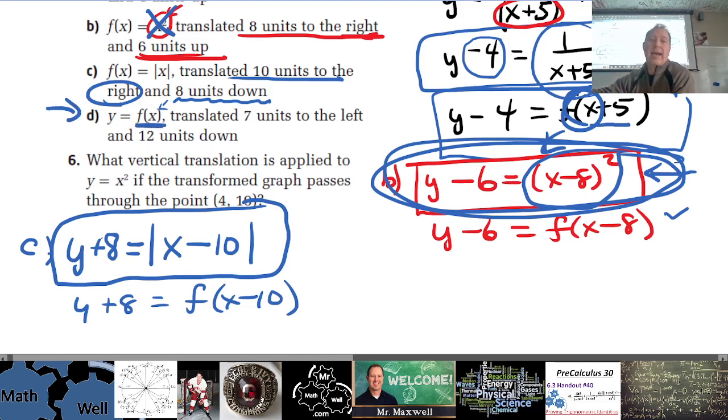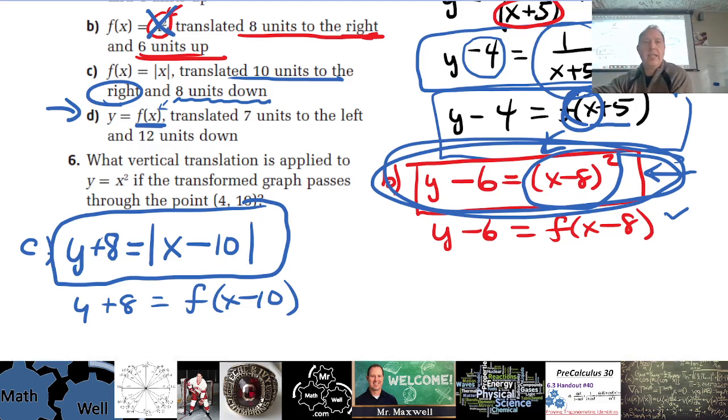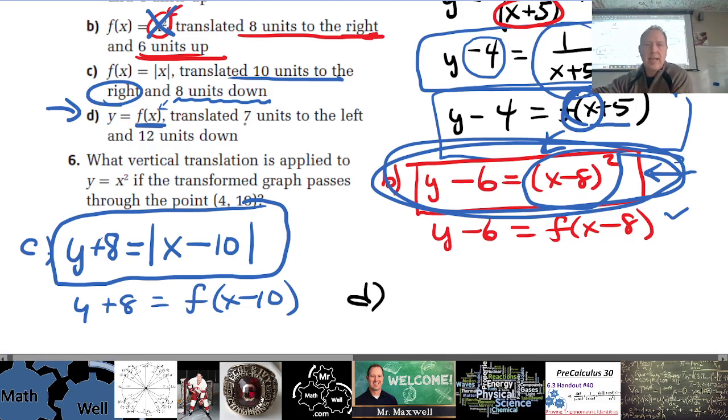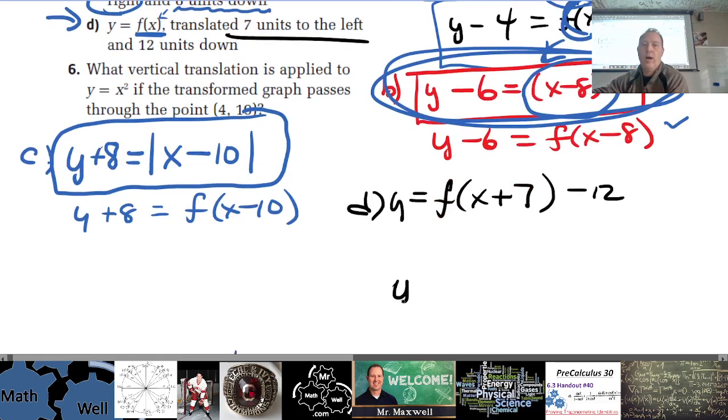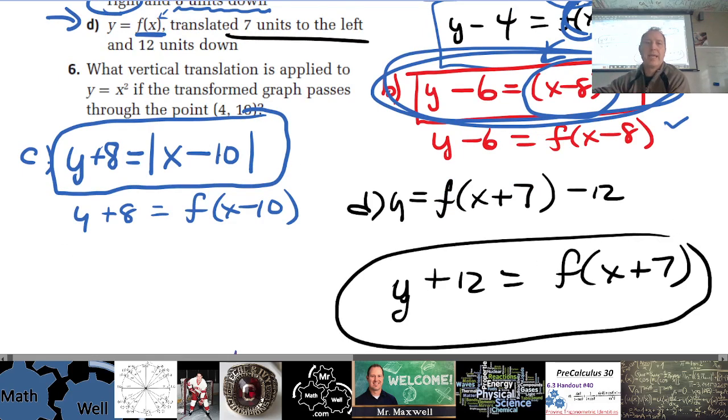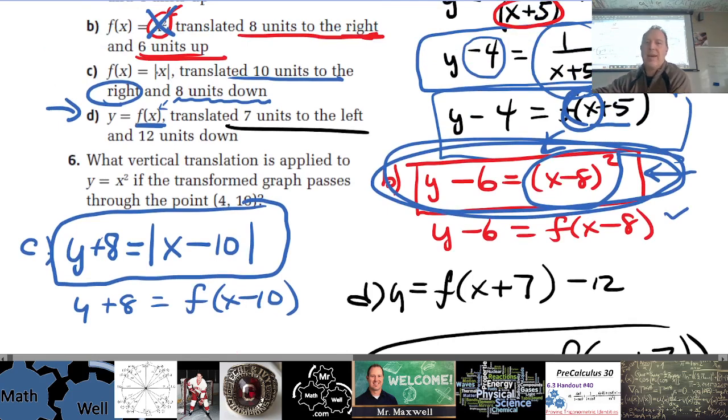If y is just f of x, or if the function is just f of x, then you can leave f of x in there and just change the parameters around the f of x, which is great. So D would look like this, I'd say. 7 units to the left, so this is going to be f of x plus 7 inside there, and 12 units down, so minus 12. Or y plus 12 equals f of x plus 7. Now, again, because they gave us the actual functions for a, b, and c, I would have suspected that they wanted these actual for the answers, but whatever.